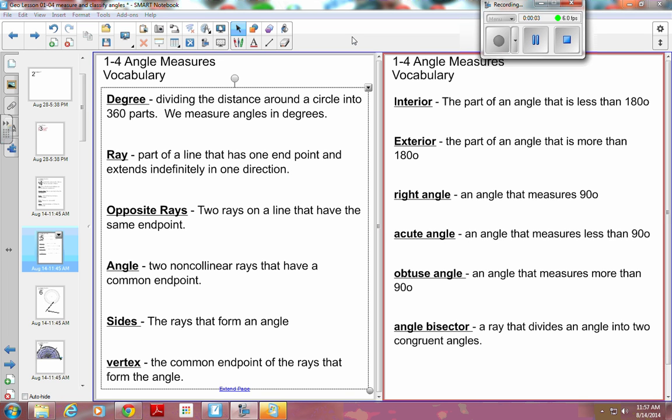Geometry, Chapter 1, Section 4. This is vocabulary for this section. There are a lot of words here, but most of them, I think even all of them, you know, so they aren't new, but we need to make sure we have a formal definition so we can use the formal definition later when we do proofs. So take a moment, pause, and copy these down.